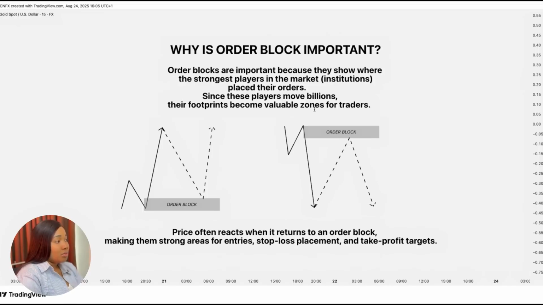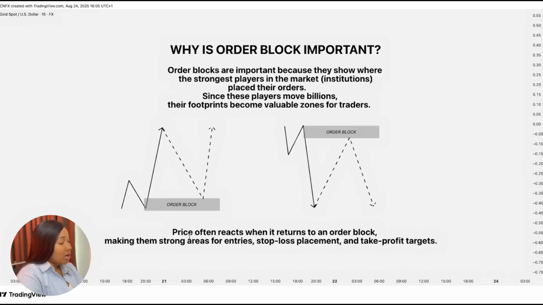So why is order block important? Order blocks are important because they show where the strongest players in the market, institutions, placed their orders. As you are trying to make money with your little capital, we have the market movers, those whose orders can shake everywhere in the market. That's what we mean by the institutions, the banks, central banks and the rest. So order block will show where these institutions placed their orders. And since these players move millions, their footprints become valuable zones for traders.